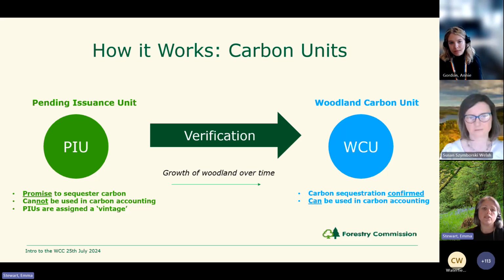So when PIUs are calculated at the beginning of a project, they're assigned a vintage year, and that is the year that they are expected to be sequestered by the woodland and converted into a WCU. So you can sell your units to buyers and they will know when they can use those to offset.